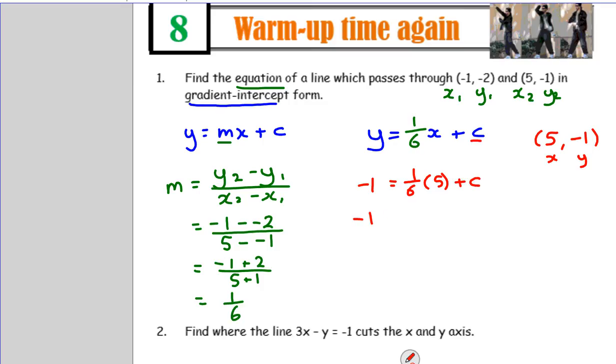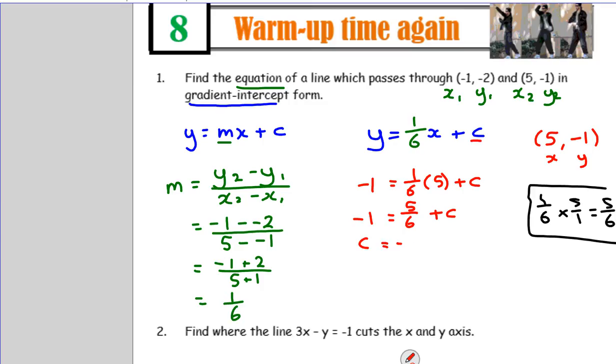So -1 equals, what's 1/6 times 5? If you're not sure, you can do 1/6 times 5 over 1, which gives you 5 over 6. You can do that on the side. So that becomes 5/6 plus c. What must c equal? c must equal -1 take away 5/6. If you do that without a calculator, it would be -6 over 6 is -1, take away 5 over 6, which equals -11 over 6.